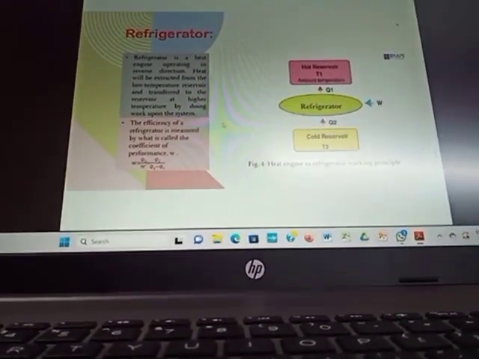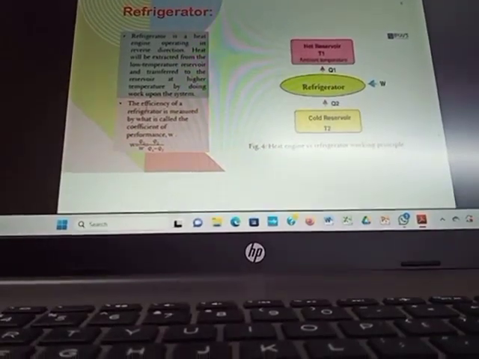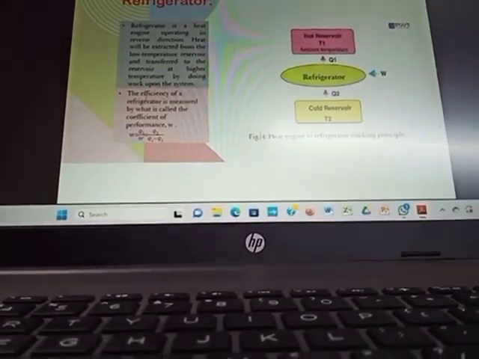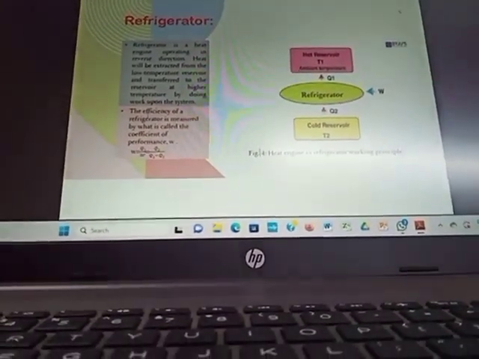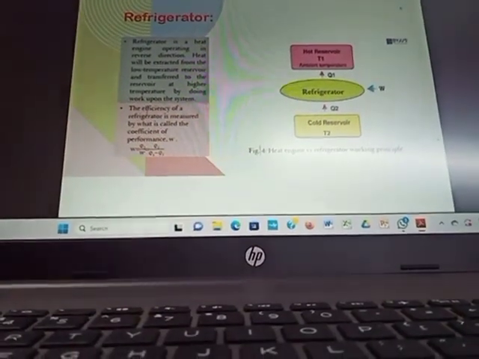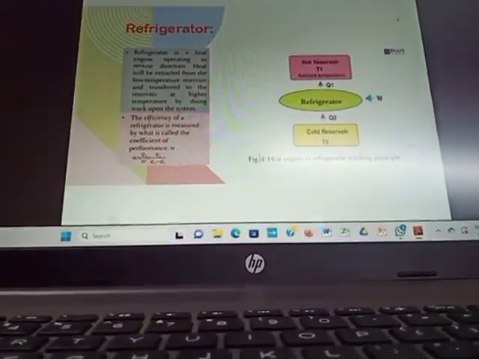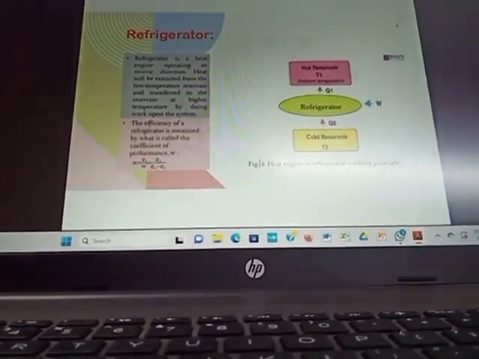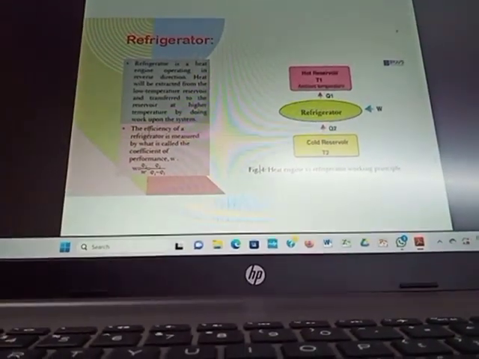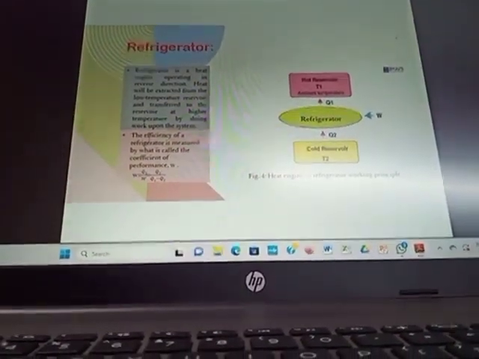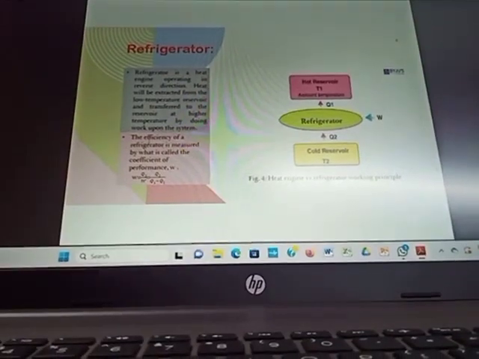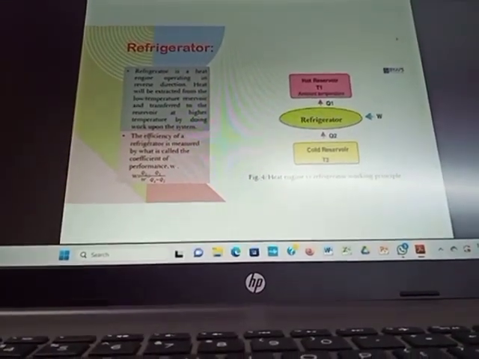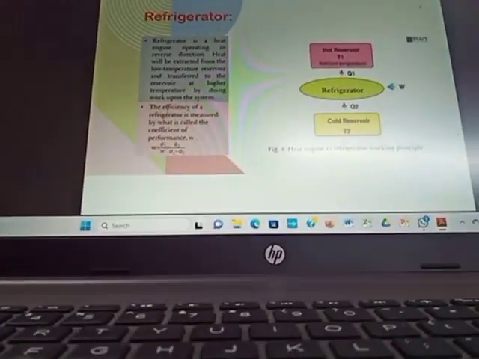The efficiency of the refrigerator is measured by what is called the coefficient of performance omega. Omega equals Q2 by W, where Q2 is the amount of heat which is extracted from the cold reservoir and W is the input work done.